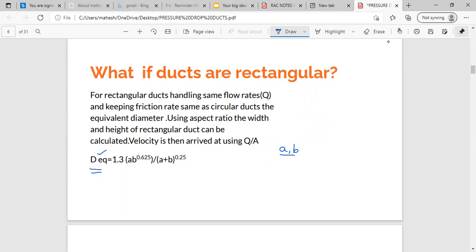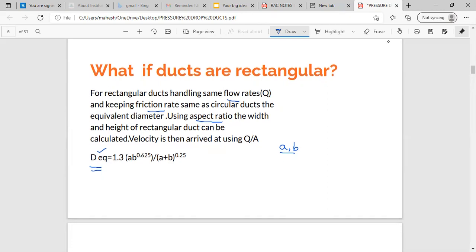Using this aspect ratio, the width and the height of the rectangular duct can be calculated, and we can use the flow rates, and then use the friction chart to calculate the pressure drop. So even if the ducts are rectangular, we can use the friction charts for the circular duct by making use of this concept of equivalent diameter. This is explained in detail in the video on the friction chart, so you are referred to that video for understanding this concept better.